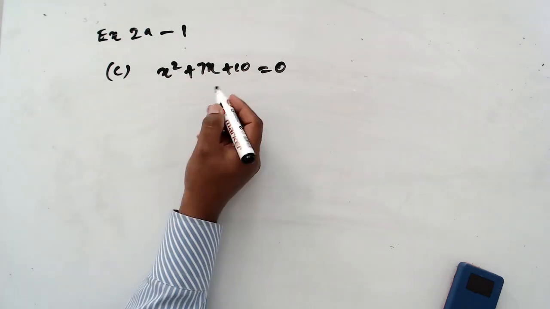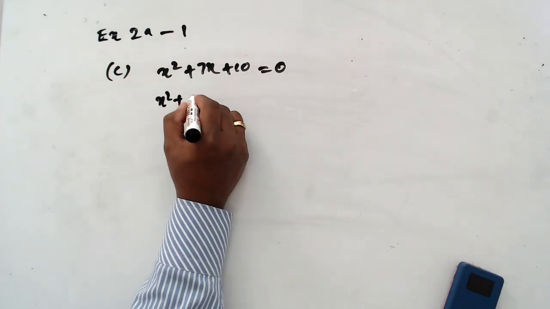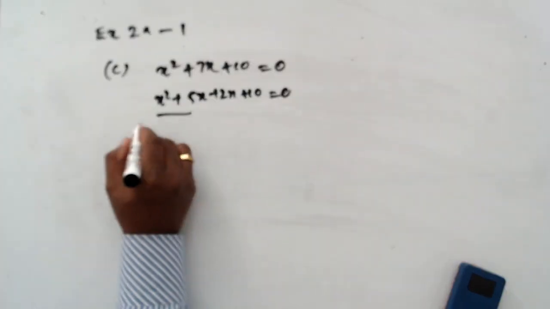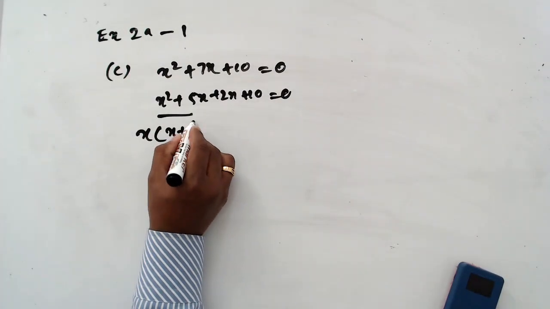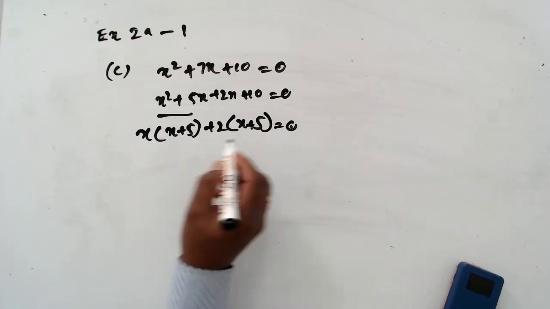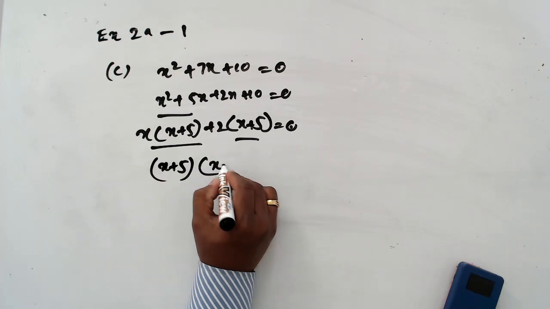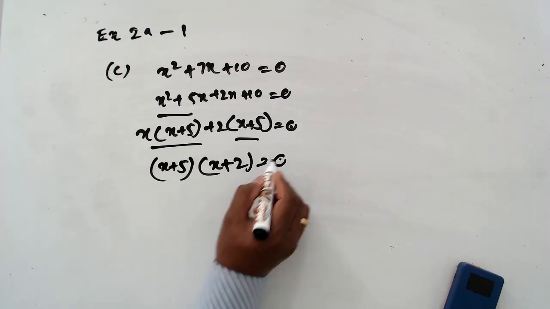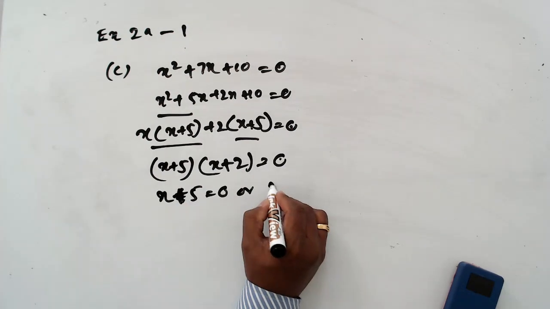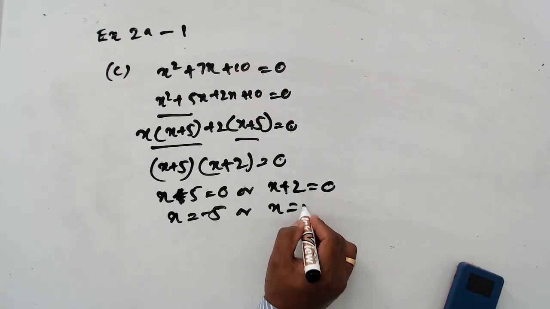Alright, C: x square plus 7x plus 10, x square plus 5x plus 2x plus 10 equals 0. X common, x plus 5 out, and plus 2 out, x plus 5 remains, equals 0. From here, x plus 5 is common, I take it out, remaining is x plus 2 equals 0. X plus 5 equals 0, or x plus 2 equals 0. X equals minus 5 or x equals minus 2.